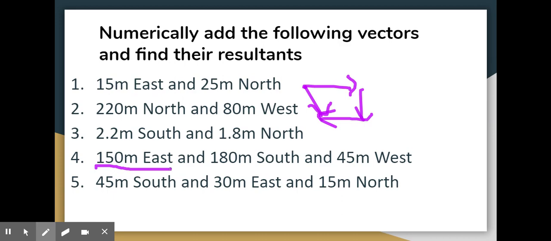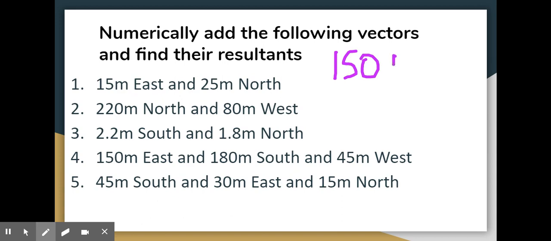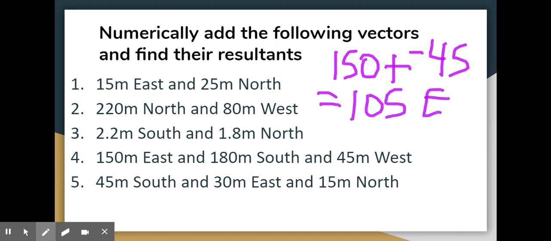East, or is in the same plane rather. So east and west are in the same plane. They're both horizontal. So what we want to do is add them together. Okay, so 150 east plus 45 going west. It's the opposite direction, so it's going to be negative, plus negative 45. Okay, so that's going to give us 105 east.